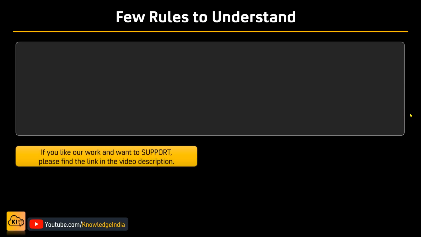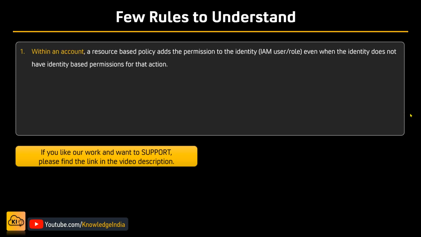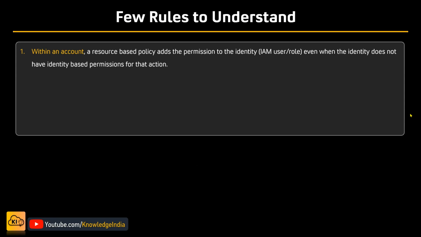So a couple of things which I think we need to understand at last is that within an account, a resource-based policy adds the permission to the IAM identity, or to the identity. It could be IAM user or role. It basically adds the permission to the identity, even when the identity does not have identity-based permissions for that action. You saw that in the first case, user Gopal did not have any S3 related actions. Even then, because a resource-based policy was allowing S3 put object, it worked, right? So it basically adds the permission to that particular identity within an account.